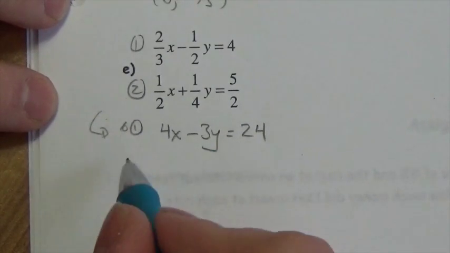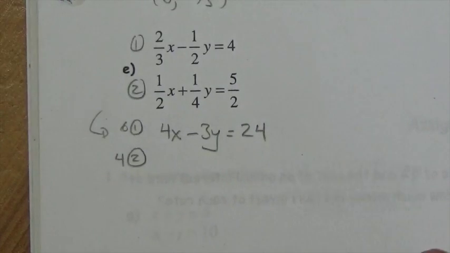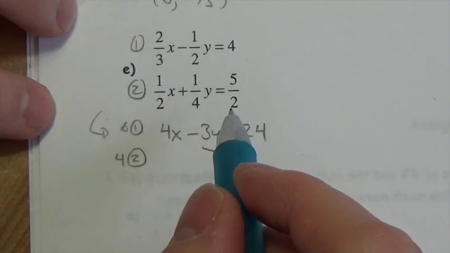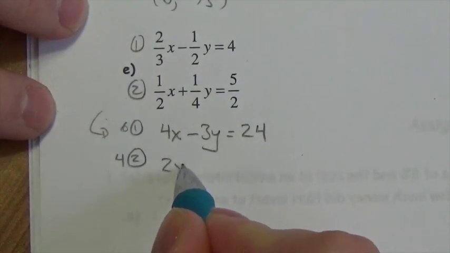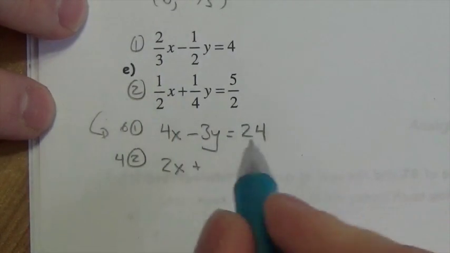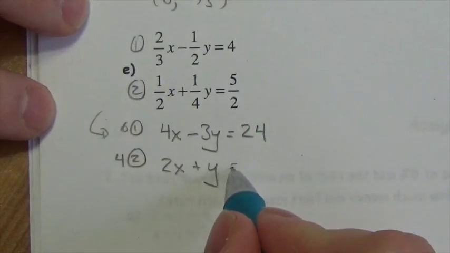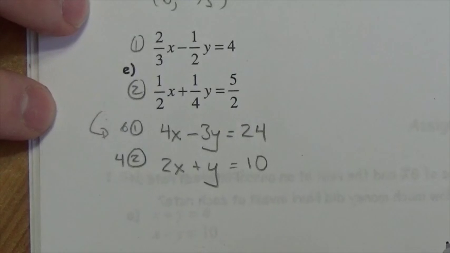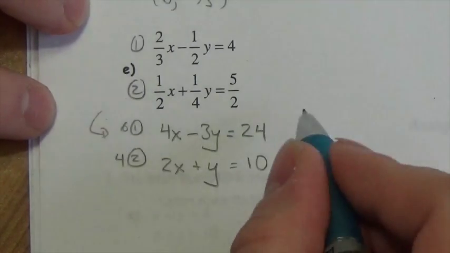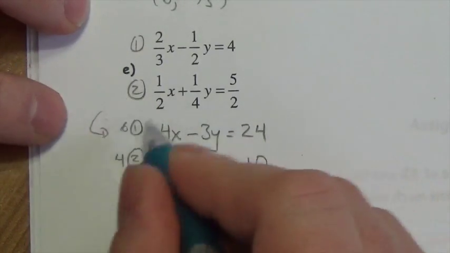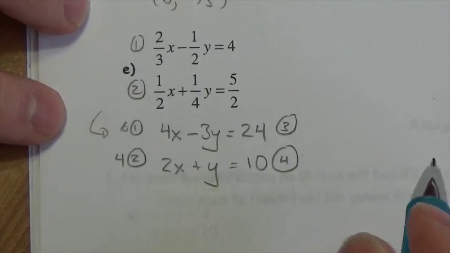I'm going to multiply equation 2 by 4, because that's the least common multiple of the denominators. 4 times a half is going to be 2. 4 times a quarter is going to be just 1. That's easy. And then 4 times 5 halves is going to end up being 10. All right, now I've got a system, and actually maybe what I'll do is I'll rename these. Instead of calling this equation 1 again, we'll call this equation 3, call this equation 4.